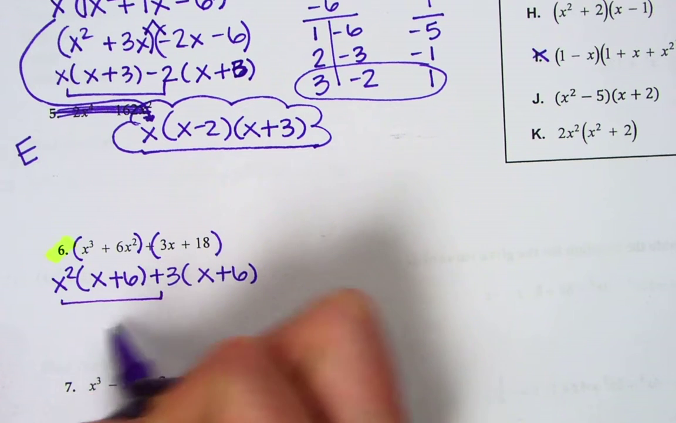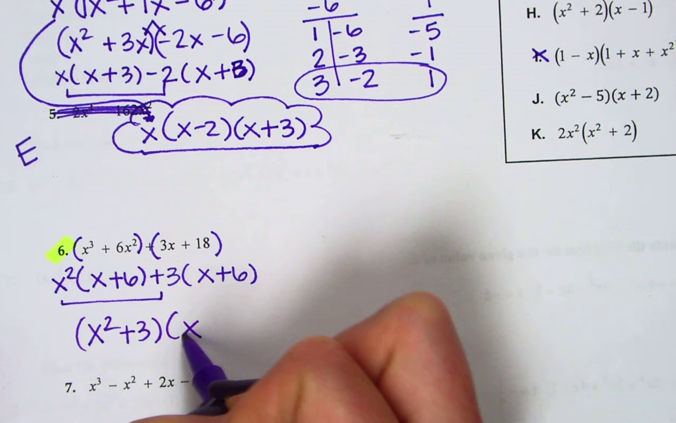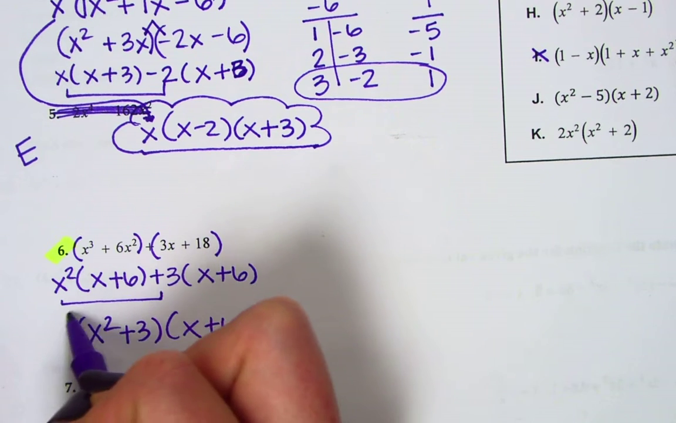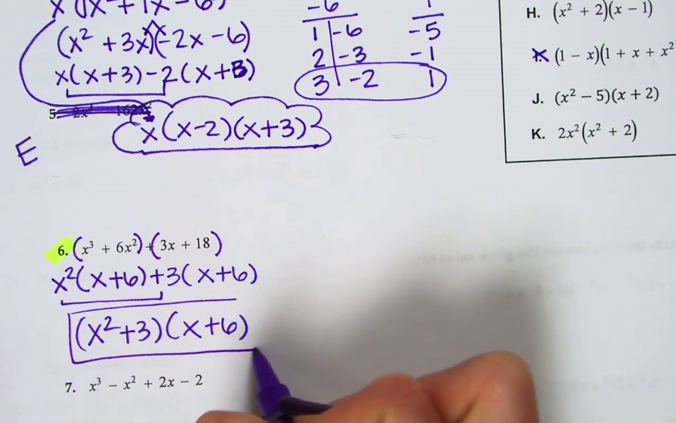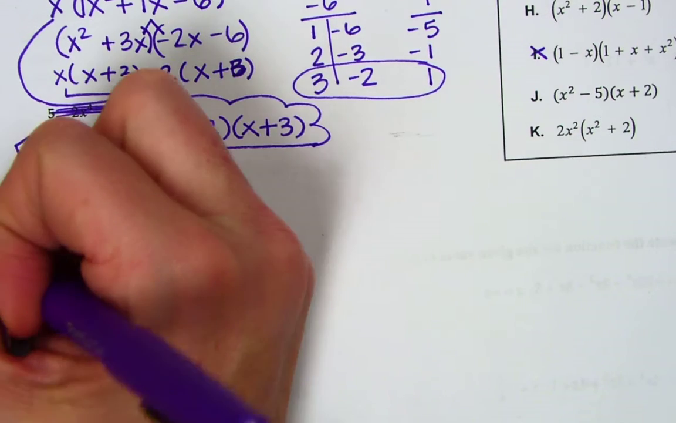So x squared plus 3 and x plus 6 should be my 2 factors for this one. Right, x squared plus 3 and x plus 6. G.